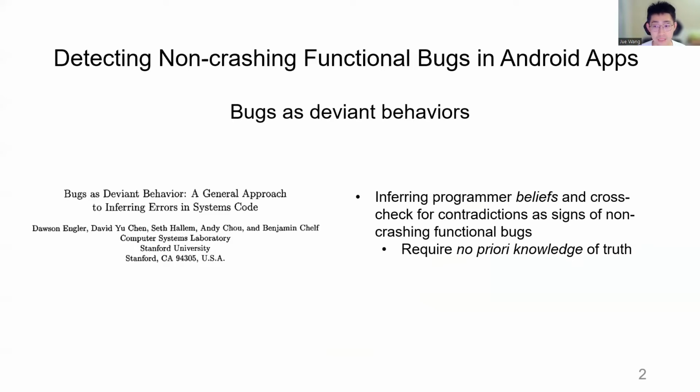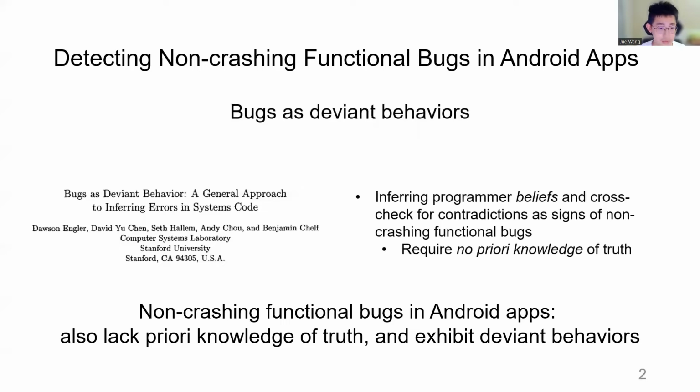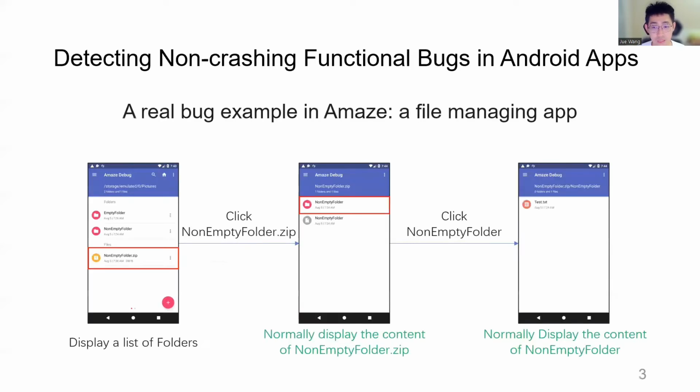Now, for detecting non-crashing functional bugs in Android apps, we face similar situations. We often also lack prior knowledge of truth, and the non-crashing functional bugs also often exhibit deviant behaviors. Let's look at a real bug example in Amaze, an Android app that manages files on the phone.